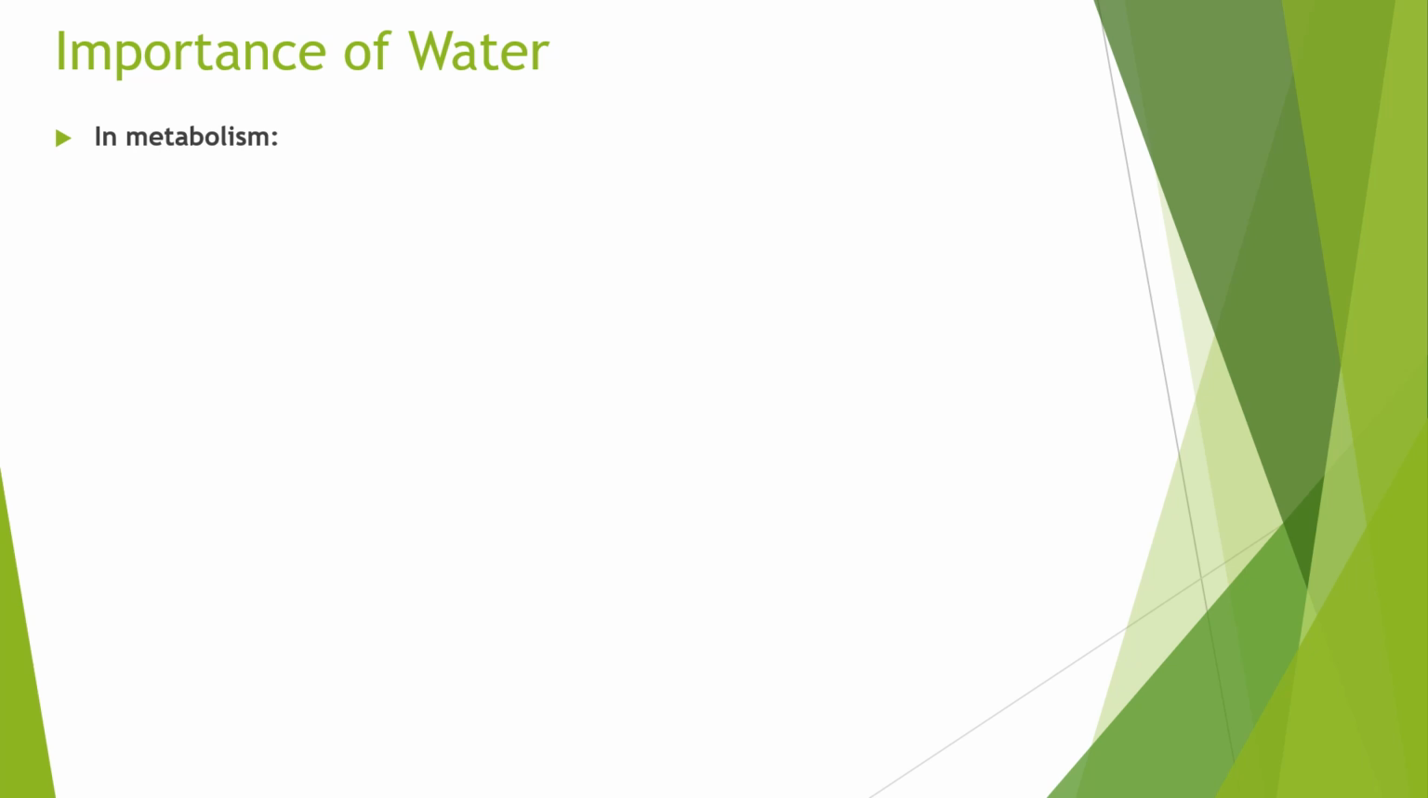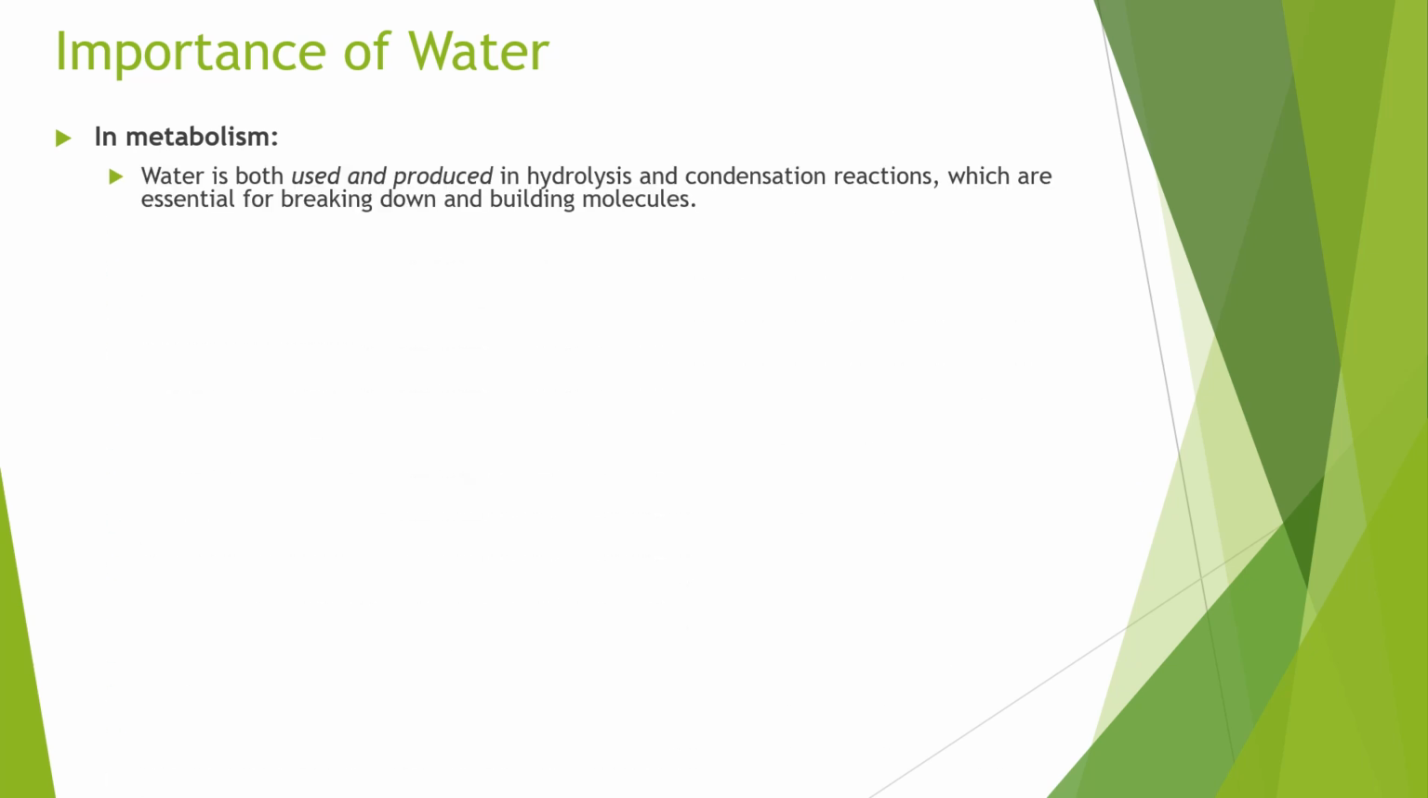Water also plays a crucial role in many biological processes, and its unique properties make it indispensable in metabolism, as a solvent, for temperature regulation, and in providing support for organisms. Water is both used and produced in chemical reactions like hydrolysis and condensation. In hydrolysis, water is added to break down molecules, while in condensation, water is released when smaller molecules are joined together to form larger ones. This makes water essential for processes like digestion and synthesis of polymers.